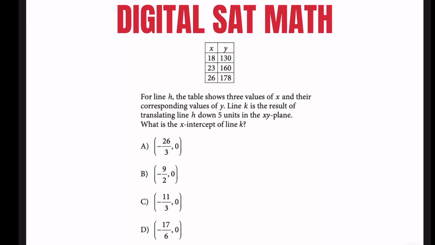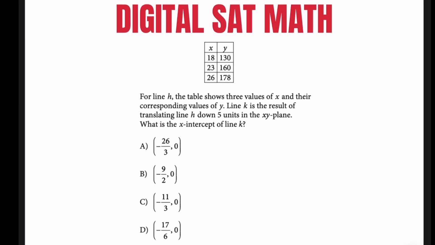There is another digital SAT math question. Let's solve it. There is data given for the X and Y columns. The X values are 18, 23, and 26, and the Y values are 130, 160, 178. For line H, the table shows three values of X and their corresponding values of Y. Line K is the result of translating line H down 5 units in the XY plane. What is the x-intercept of line K?